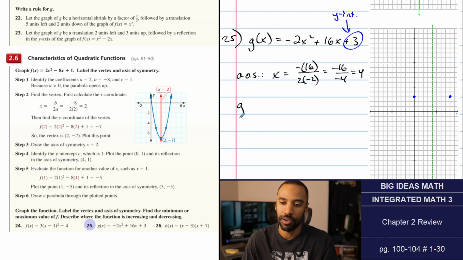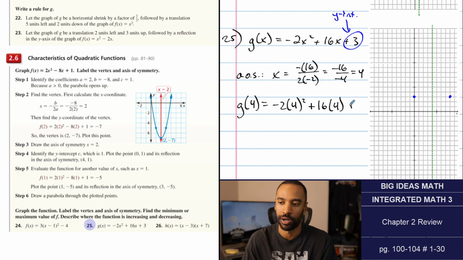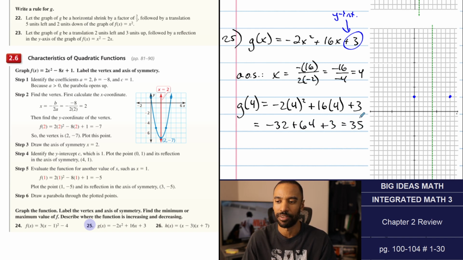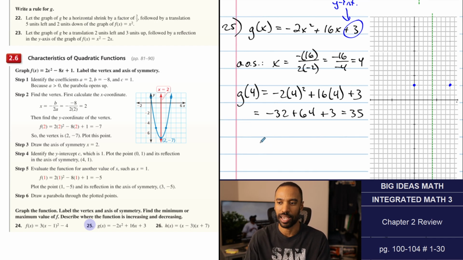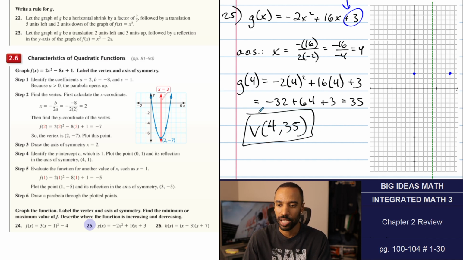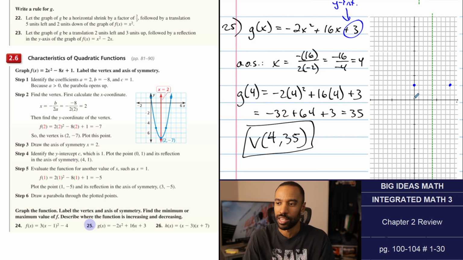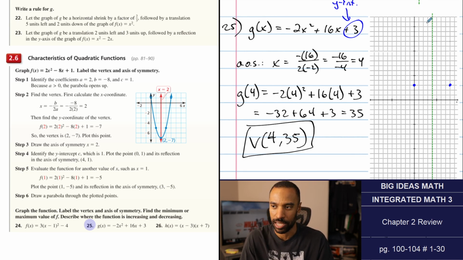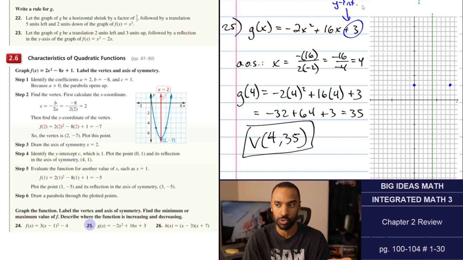Now, to find the y value of the vertex, I have to substitute 4 for x, and I'm going to get negative 2 times 4 quantity squared plus 16 times 4 plus 3. So this will be 16 times negative 2 is negative 32, plus 64, which is positive 32, plus 3, which is 35. Yes, so this vertex is at (4, 35), which means I need to change the scaling of my graph in such a way that this graph's y values only go up to 17. That's my own personal graphing stuff, and if you're using mine, you might want to follow along.